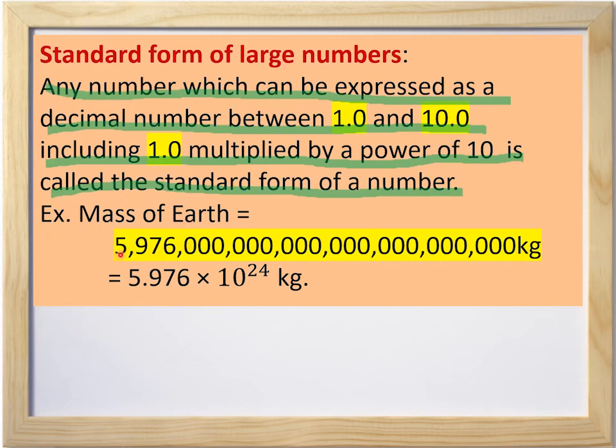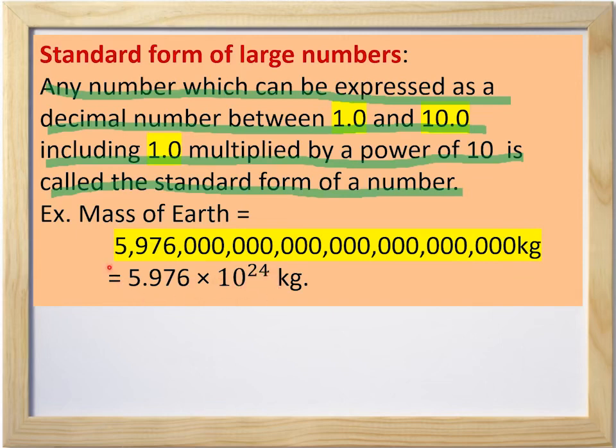So, in the first slide, we were discussing the mass of Earth. It was so huge, we were unable to read this number. Now, we can write this huge number in a very short and concise manner. That is, after 5, we put a decimal point and then write 976, and then we count the number of digits after the decimal point. That is 1, 2, 3, and so on up to 24. So we just write into 10 raised to the power of 24 kilograms.